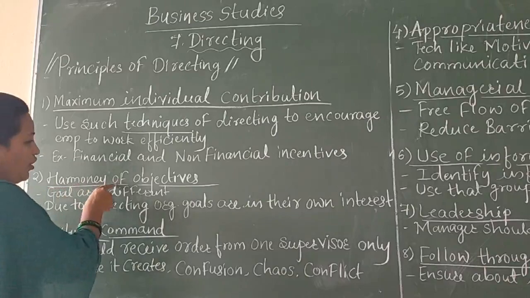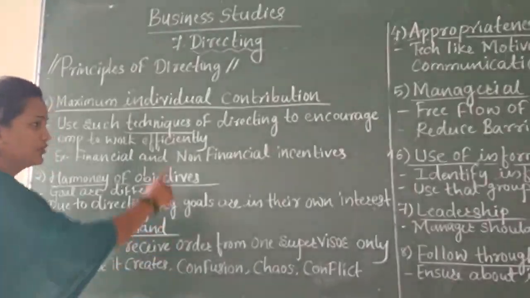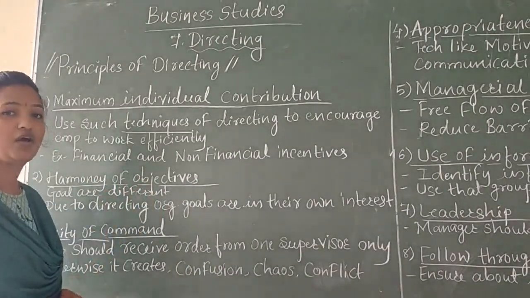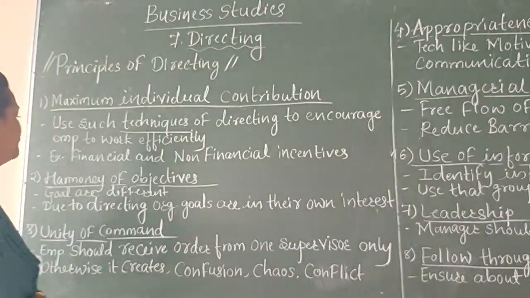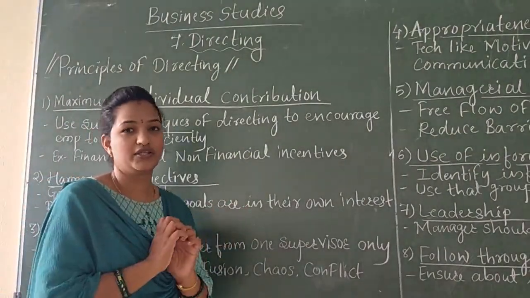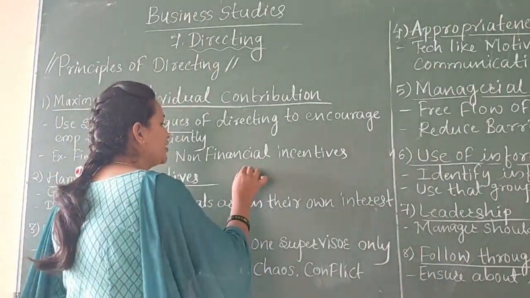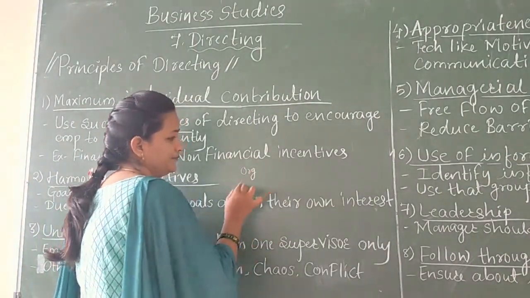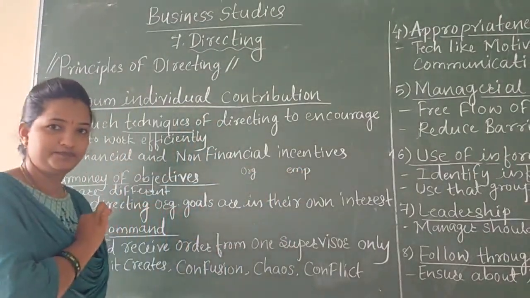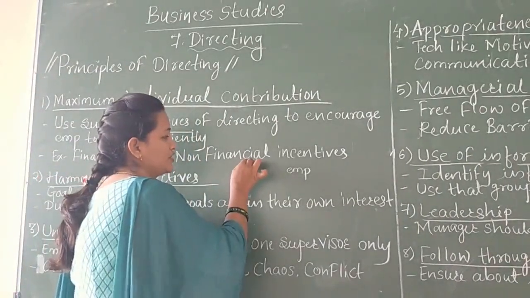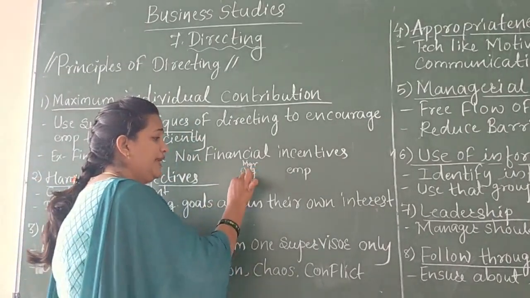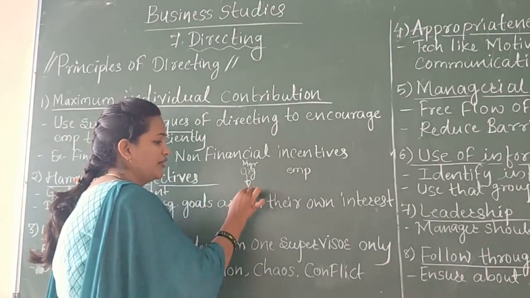Okay, second is harmony of objectives. I hope you got the first one clear. Next, harmony of objectives. Harmony of objectives means what? See, harmony means bringing together. Here may be the organization and here may be the employees. So you can take here organization or manager. So both have different goals. Goals are different.